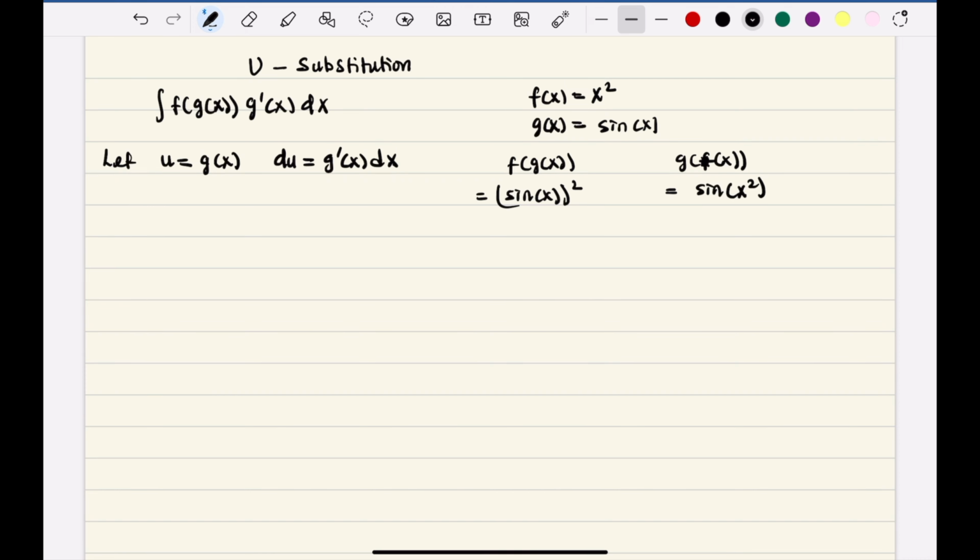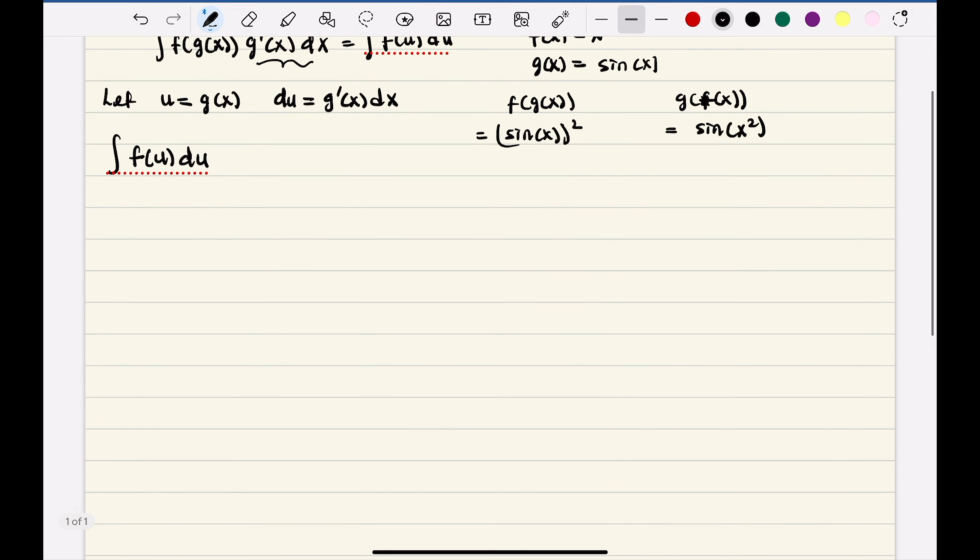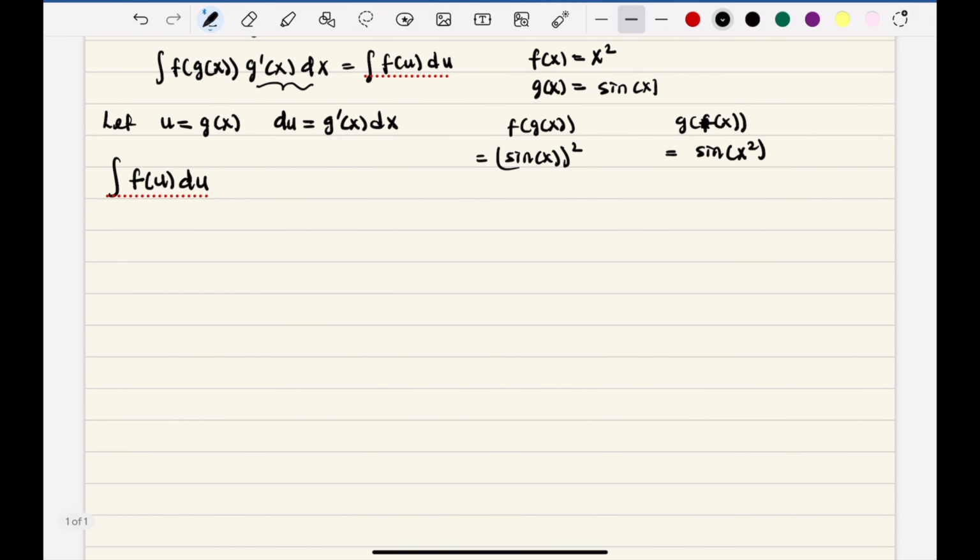Now if we substitute everything here, g of x is u, so we have f of u, and then g prime of x dx is our du. So we can see that the integral of f of g of x multiplied by g prime of x dx is simply the integral of f of u du. Now let's look at some practical examples of how we can use U-substitution.